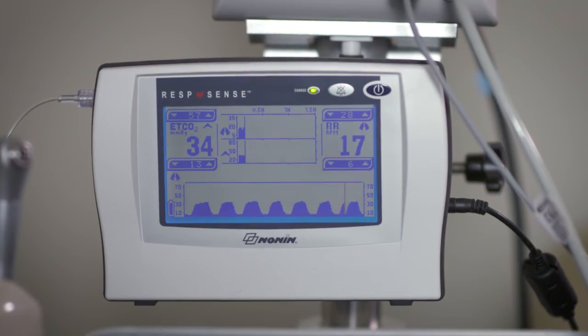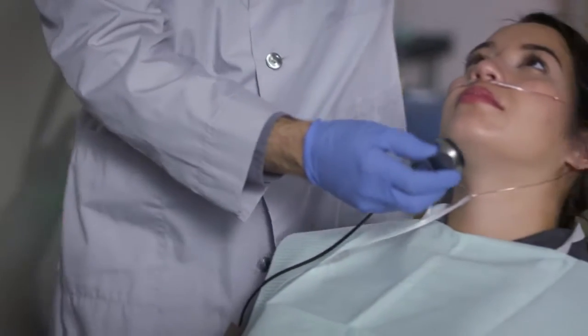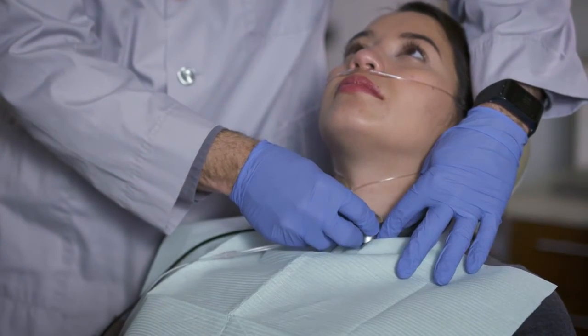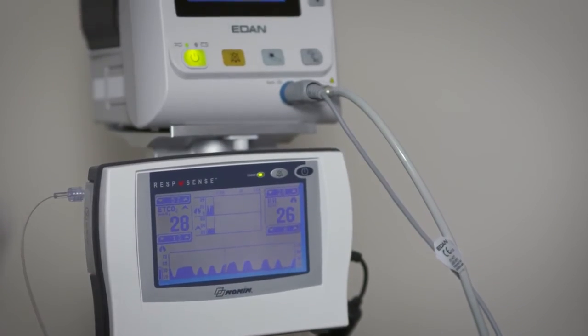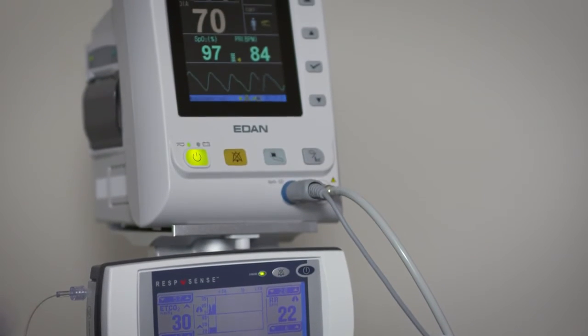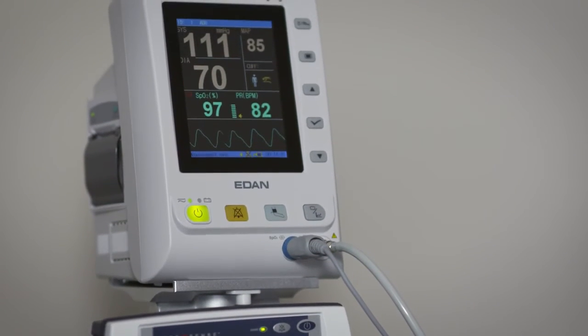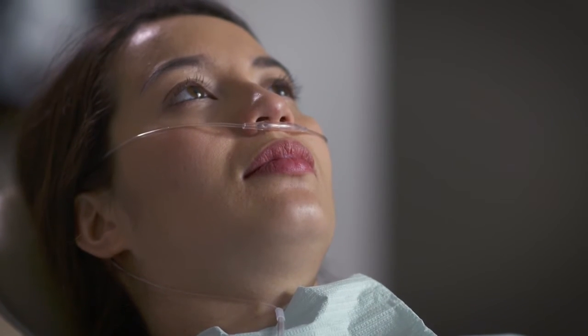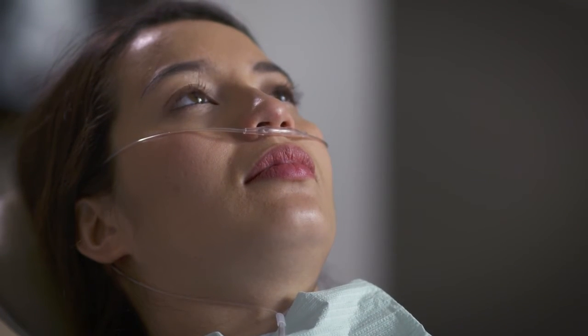By adding a standalone capnography monitor and a Bluetooth stethoscope to the existing parameters you may already have in your clinic, such as pulse oximetry, blood pressure, and heart rate, you will be meeting the new ADA recommended guidelines for ventilation and circulation of moderately sedated patients.